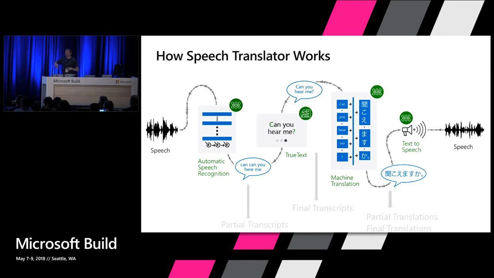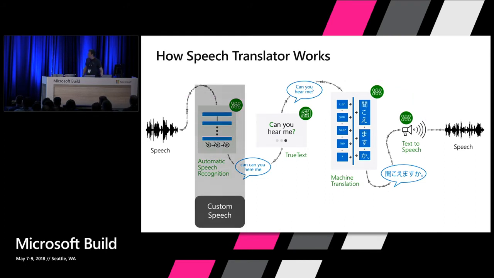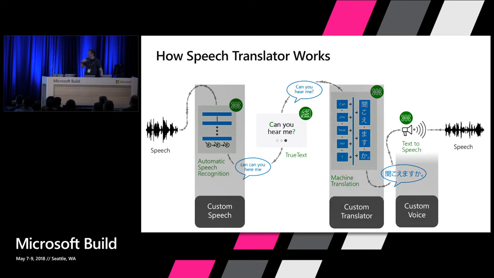You can have the partials, so as you speak, you get the transcripts and the translations. You can get the final after TrueText, and obviously the audio. We give you everything back. You select which one you need, depending on your application. By the way, this animation is on Microsoft.com/translator. There are 10 supported languages for input, 60 supported languages for output on text, and 34 languages, more if you consider the locales, for speech. So now you can customize the speech recognition, the translation, and the voice.